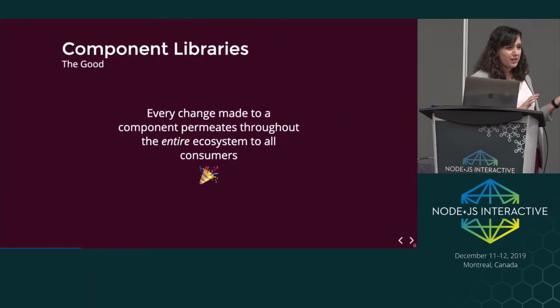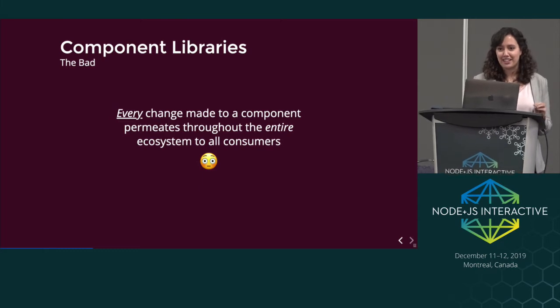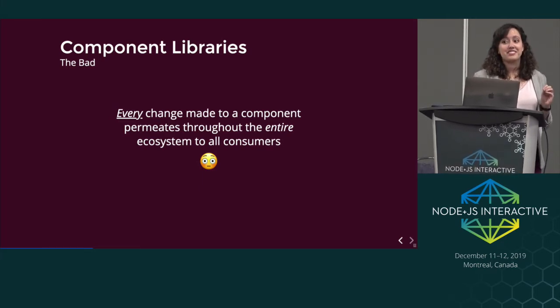Secondly, component libraries. They are an amazing tool because every change you make to a component, as long as your developers are using those components, that change gets permeated throughout the entire ecosystem, right? You can make one change, I can make one accessibility fix, and suddenly everyone consuming that component also gets that fix. Super handy, it's an ideal world to live in. But it also means that every change gets permeated throughout the entire ecosystem. So you can also introduce a bug, and suddenly everyone consuming that component gets that bug.